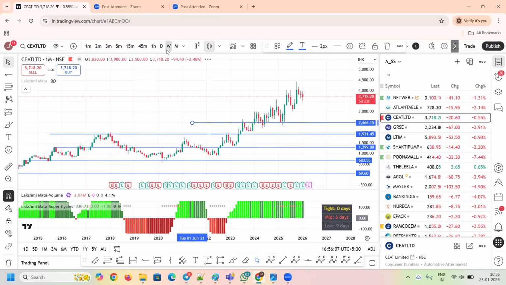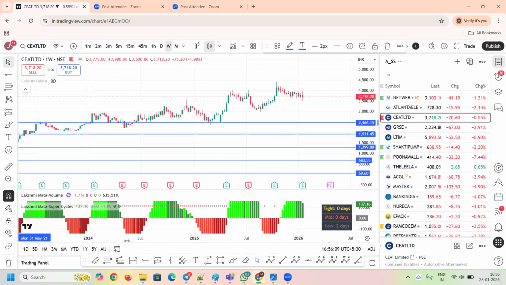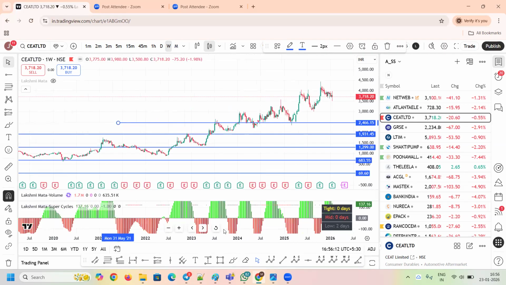If you go to weekly, see, the same things will happen. The same support here it has taken, and again resistance it has struggled here, again moved up, faced resistance, again came down for some pullback, but it never touched this point. Then it moved up. So, like this only, the stock is moving.